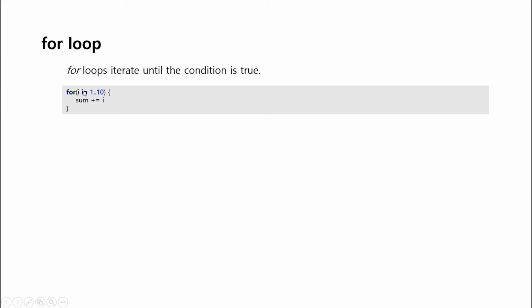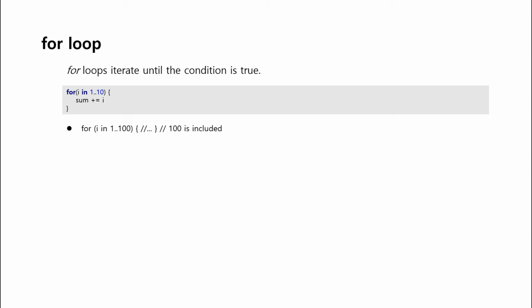And this for loop iterates from 1 to 10, for 10 times. It'll add the i value to the sum variable. Kotlin has many different ways to set up the condition. The first is, like we already checked, the in keyword. This iterates from 1 to 100, including 100.